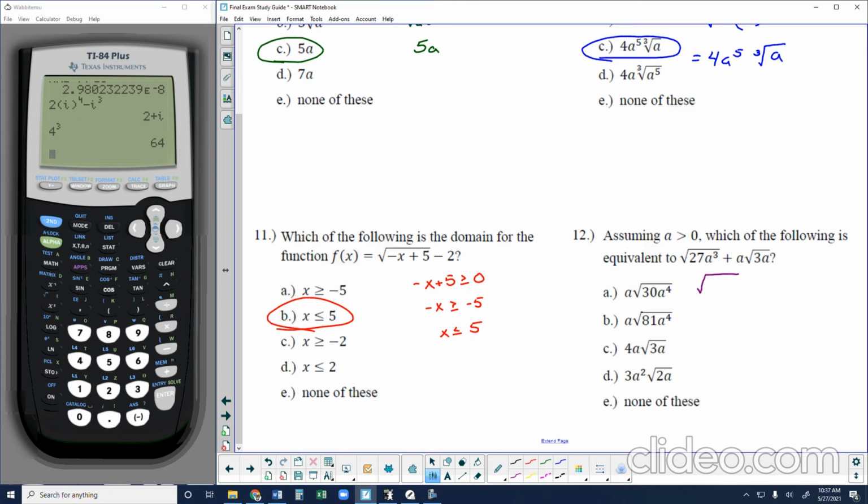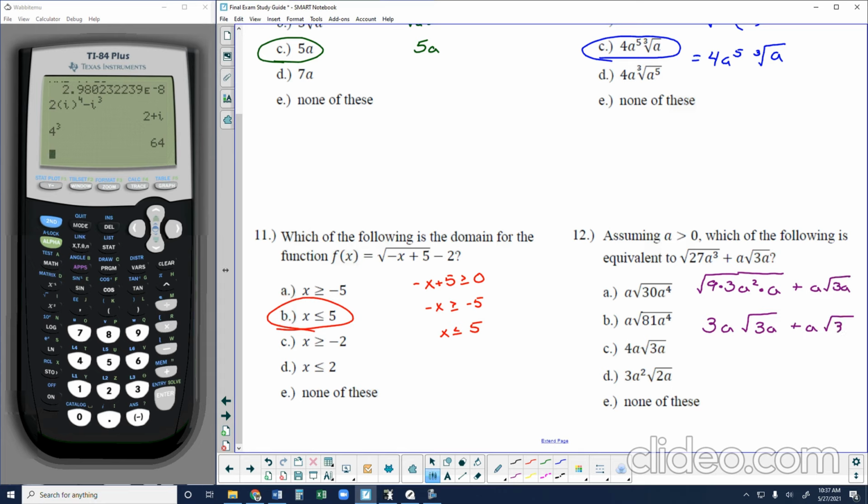So I'm going to break 27 into 9 times 3, and then also a cubed into a squared times a, because now that will allow me to square root some terms. The square root of 9 would be 3, and the square root of a squared would be a, leaving me with 3a left inside the square root.